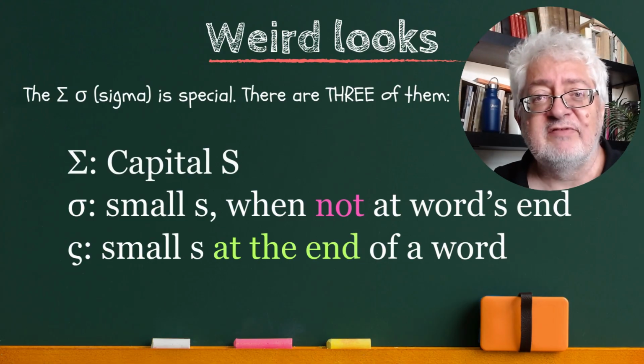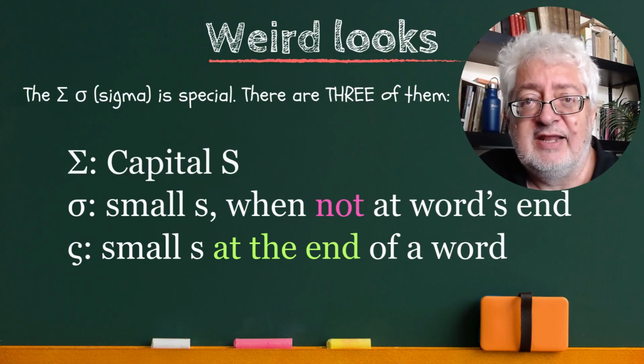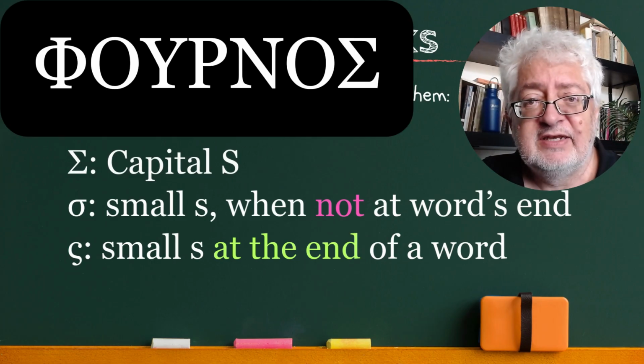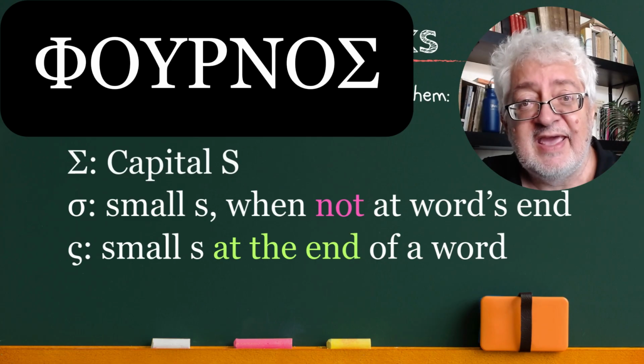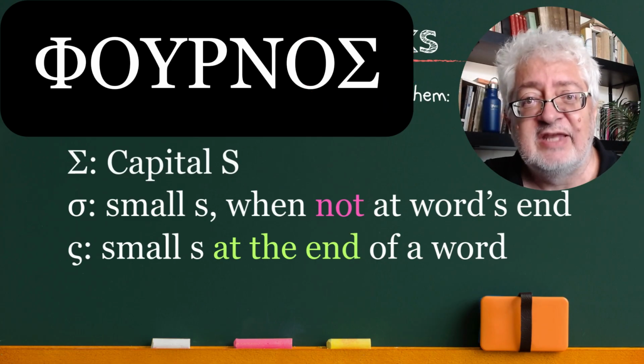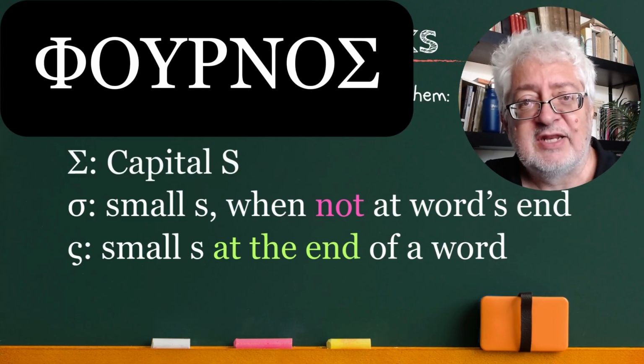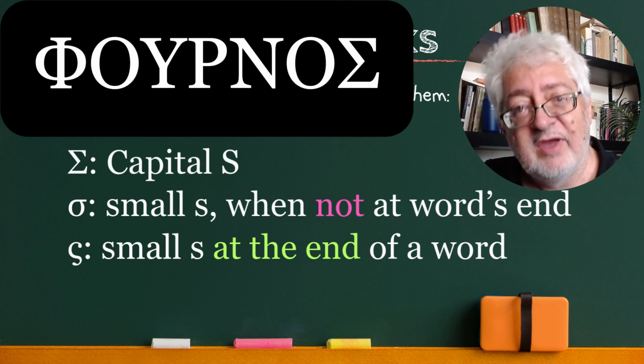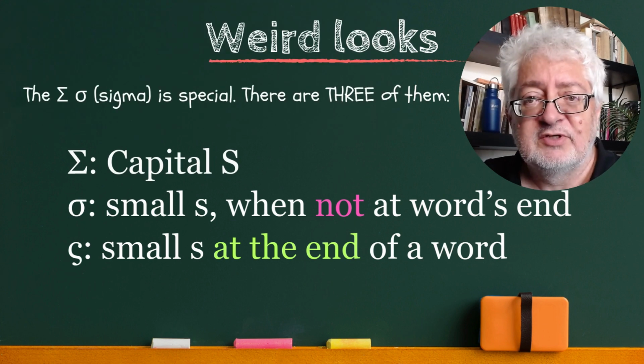So when you have a word that's all written in capital letters, for example, a street sign or a shop sign, then at the end, you don't do this because this is a small letter. So then you would use the capital S also at the end of the word. So this is only used when you have a small letter S at the end of a word.